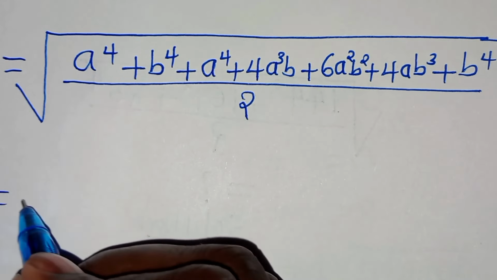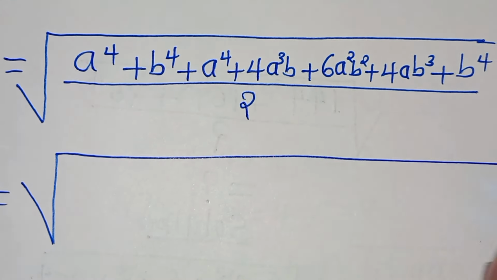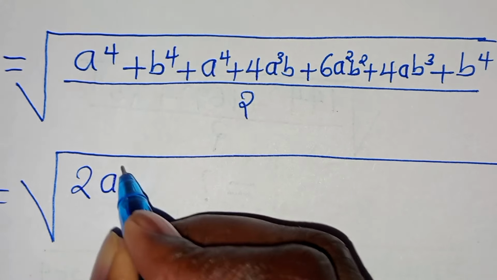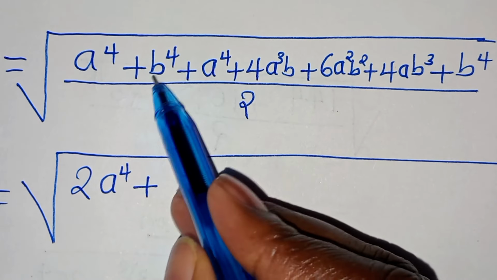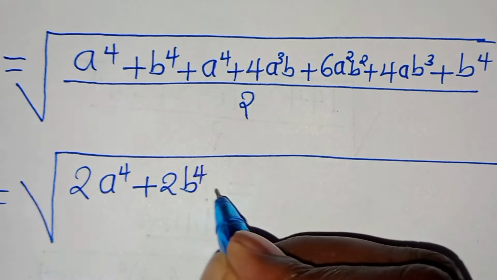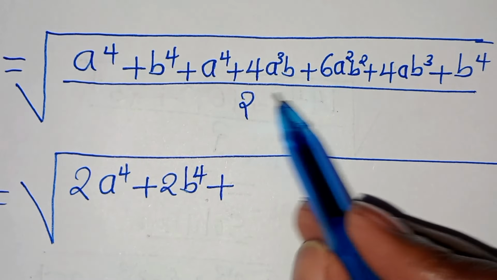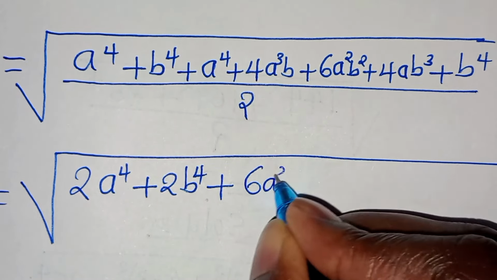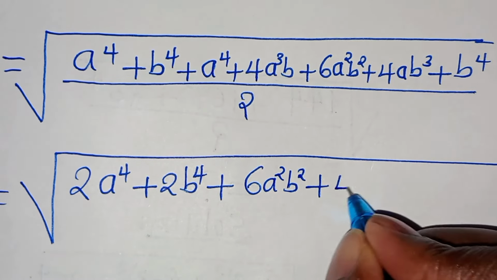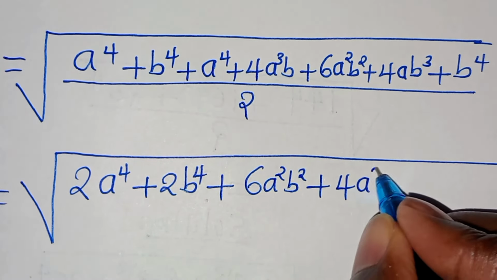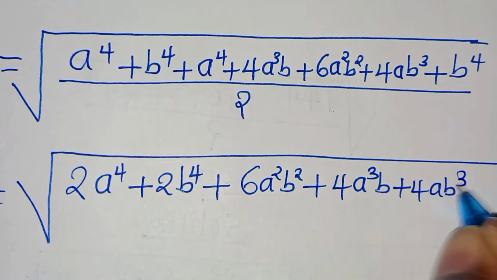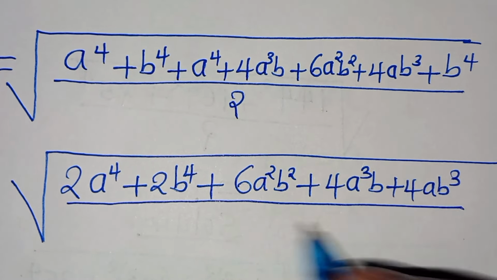So this implies that we have the square root of a to the power of 4 plus a to the power of 4, this is 2a to the power of 4, then plus b to the power of 4 plus b to the power of 4, this is 2b to the power of 4, then plus 6a squared multiplied by b squared, then plus 4a to the power of 3 b, then plus 4a b to the power of 3. Everything here is divided by 2.